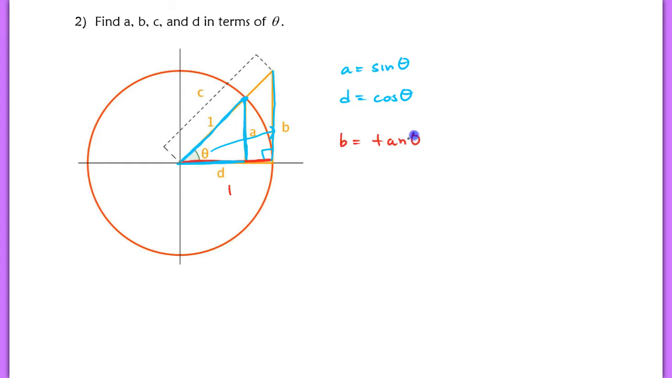Okay, so let me explain why it's the tangent of theta. From theta's viewpoint, you have your opposite, b, over 1. So we have tangent of theta is equal to b over my adjacent, 1. So obviously here we have b equals the tangent of theta.